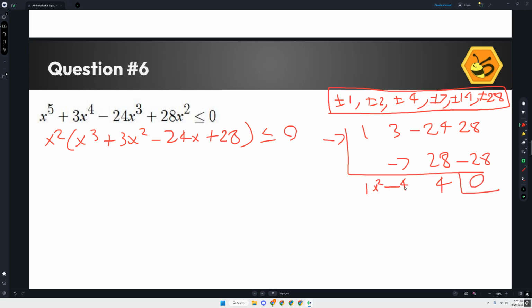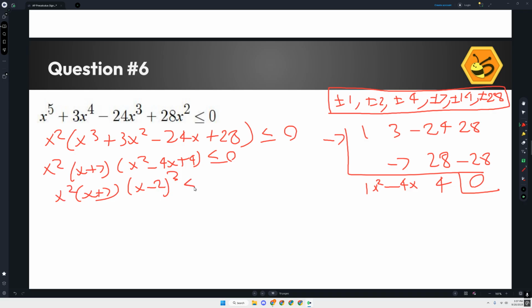So now you would have x squared times x plus 7 times x squared minus 4x plus 4. And now this is a perfect square, so we know this is x minus 2 squared, x plus 7, and x squared.